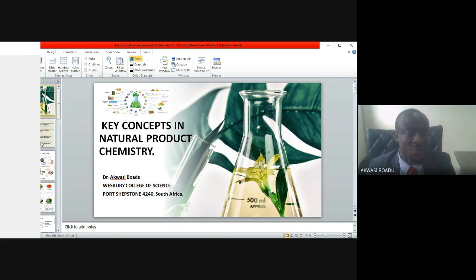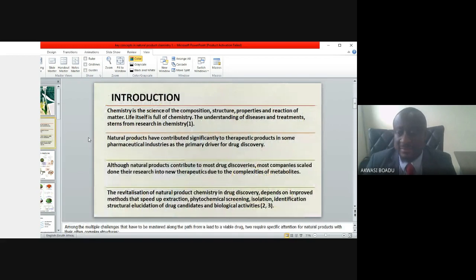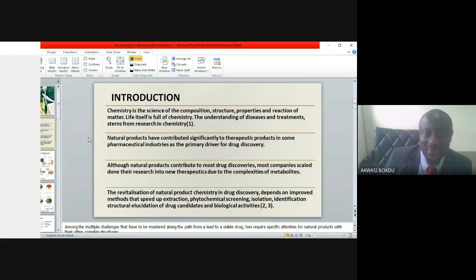From slide 2, we can see that chemistry is the science of the composition, structure, properties, and reaction of matter. Life itself is full of chemistry. The understanding of disease and treatments stems from research in chemistry. Natural products have contributed significantly to therapeutic products in some pharmaceutical industries as the primary driver of drug discovery.